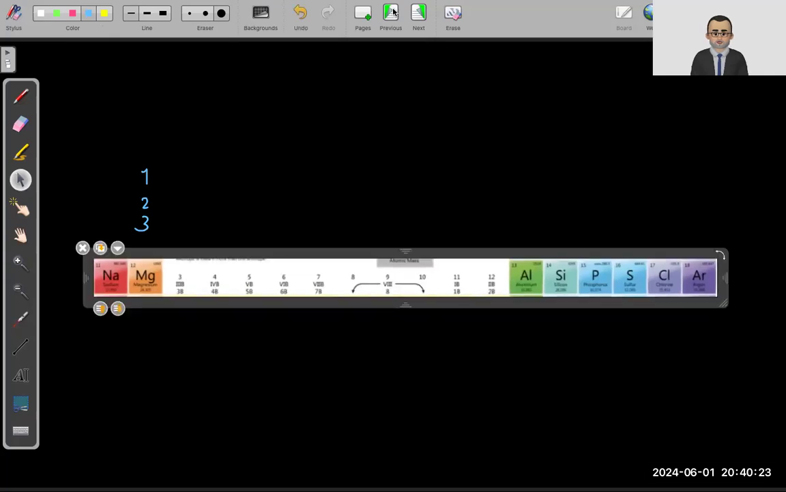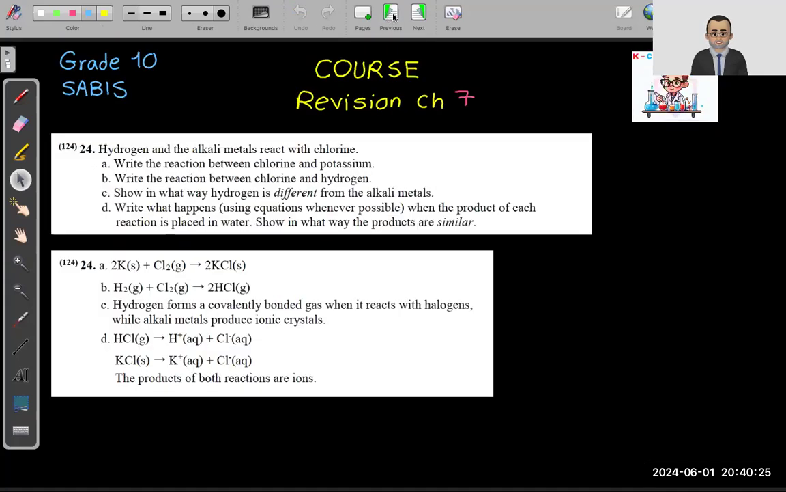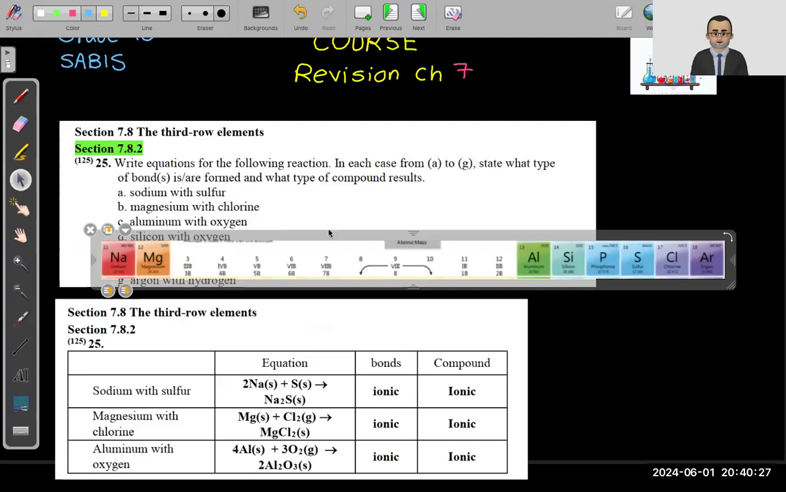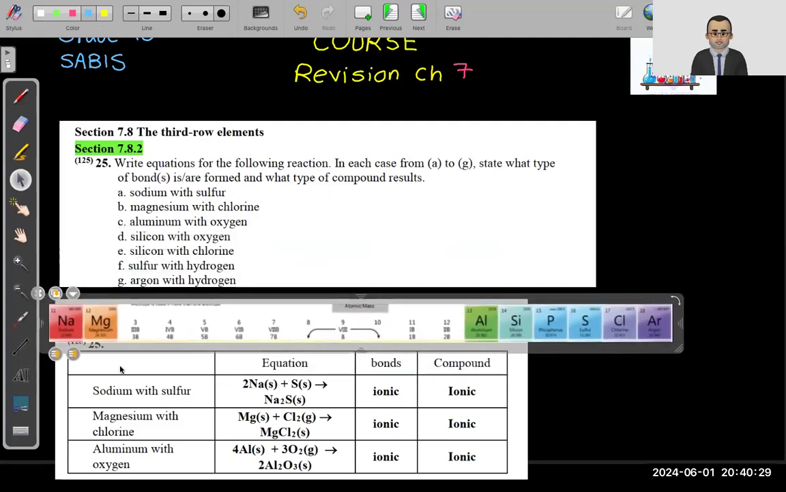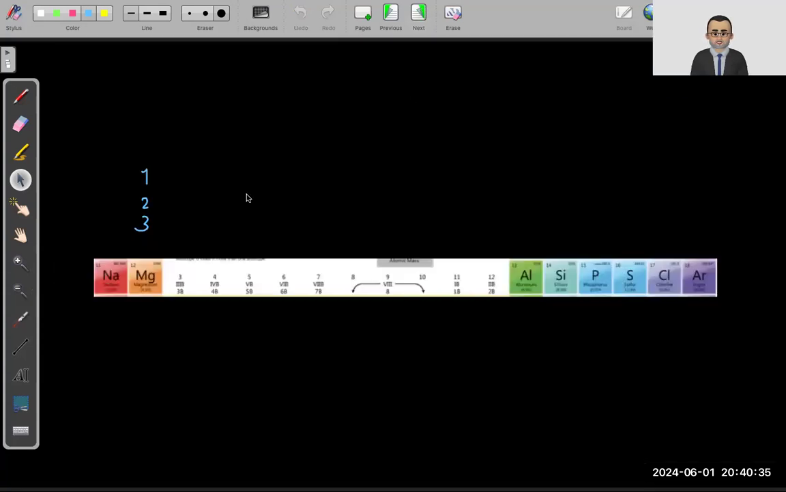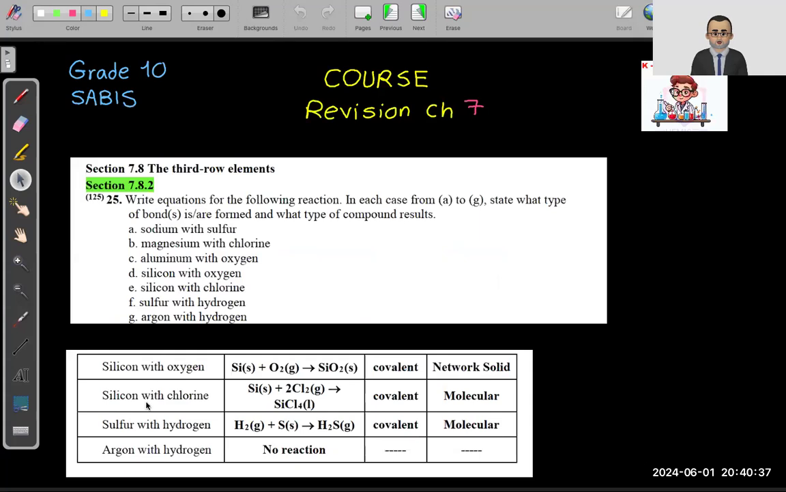So he will react them with what? Let's see. The first reaction is between sodium and sulfur. The second one, he reacts magnesium with chlorine. The third one, aluminum with oxygen. And the fourth is the reaction between silicon and sulfur and argon.